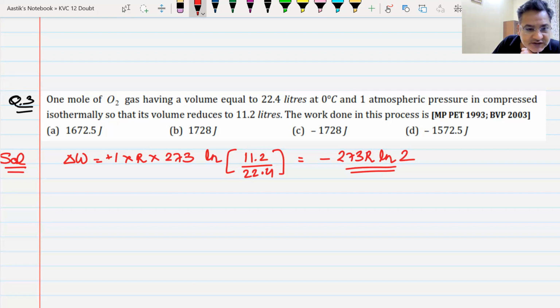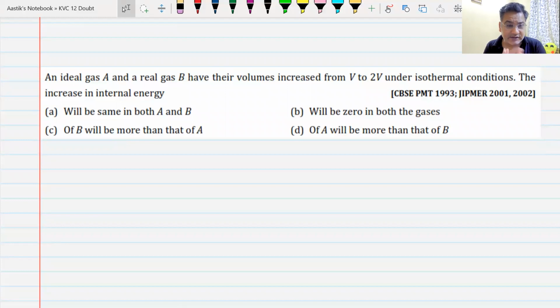This is again a knowledge-based question, likely to come in all the 3 exams, because either you know it or you don't know it. As simple as that. This is the one. An ideal gas A and a real gas B have their volume increased from V to 2V under isothermal conditions. In JEE Main or NEET, it will come in this form. In JEE Advanced, they might give you a graph between real and ideal gases, and ask which is the graph of real gas and which is the graph for ideal gas in an isothermal process, my dear friends.